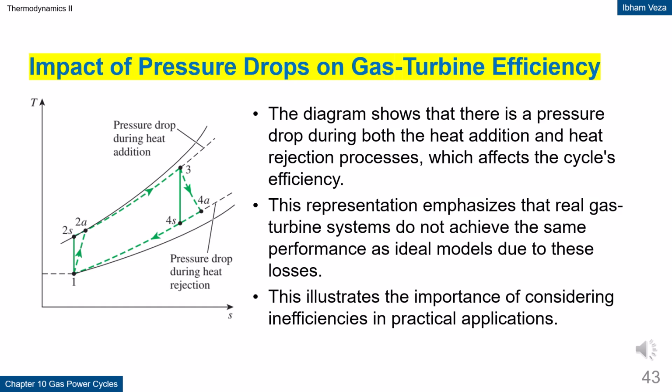Impact of pressure drops on gas turbine efficiency. This diagram shows that pressure drops occur during both heat addition and heat rejection processes. These pressure drops reduce the net work that can be produced by the cycle. As a result, the efficiency of real systems is always lower than that of the ideal model. This effect highlights the importance of good combustion chamber and heat exchanger design. In practice, pressure losses become one of the main performance limitations of gas turbines.